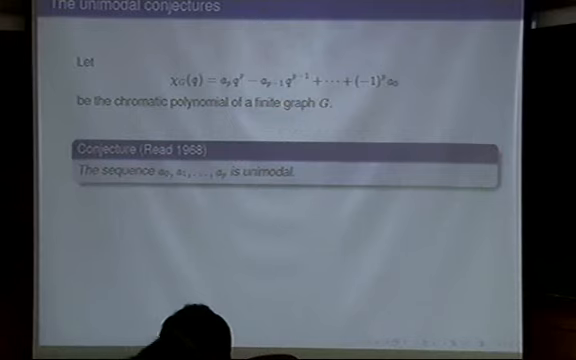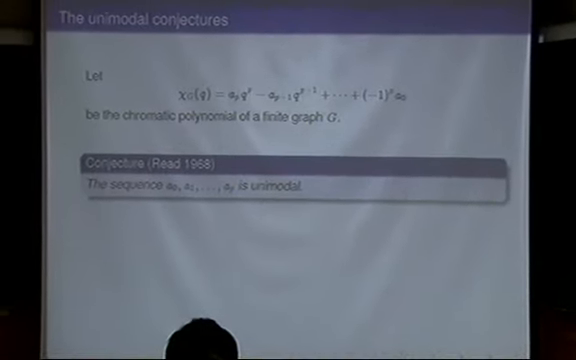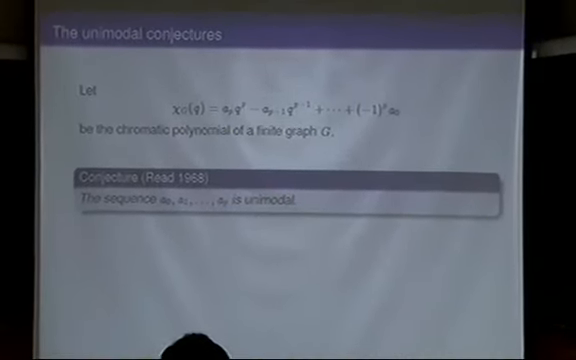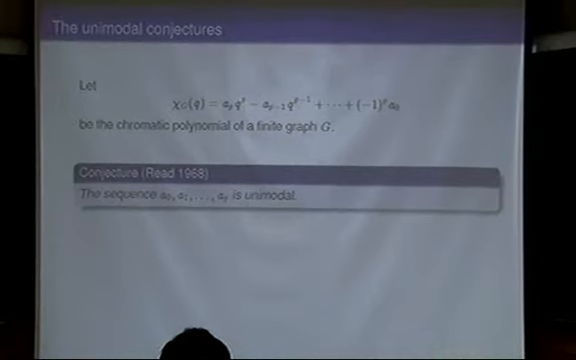So here is the conjecture we are going to attack in this talk. Read in 1968 conjectured that for any finite graph G, if you write down the chromatic polynomial in that way with alternating signs, then we know that such a sequence a_0, a_1 to a_p forms a sequence of positive integers, and he conjectured that such a sequence is unimodal.